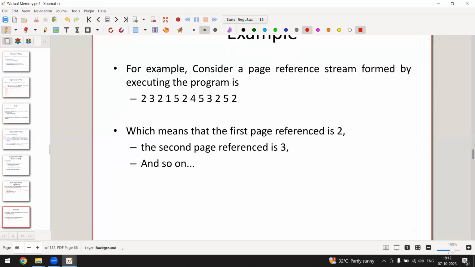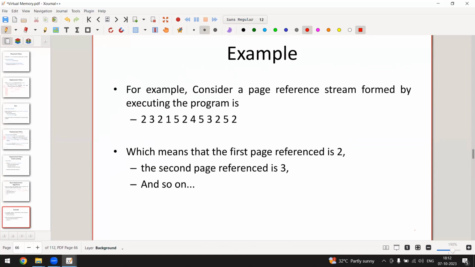But let's see the other algorithms along with the tracing step by step. So consider a page reference stream of an executing program as this: 2 3 2 1 5 2 4 5 3 2 5 2. So what is this? It is a sequence of page number references. It means that first I require page number 2, then 3, then 2, then 1, then 5, then 2. Okay.